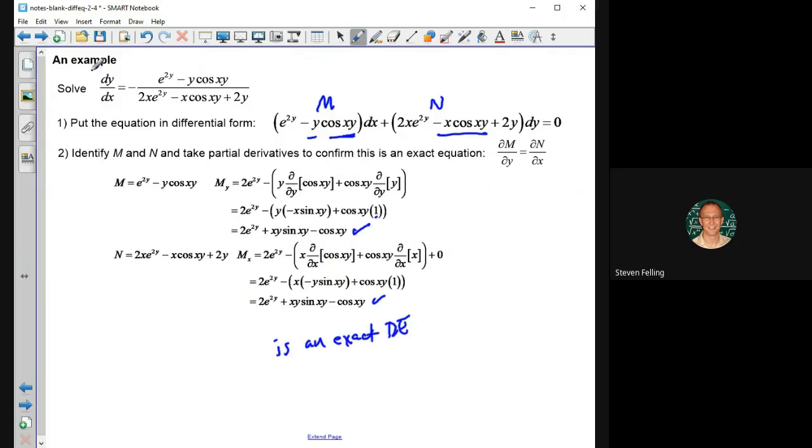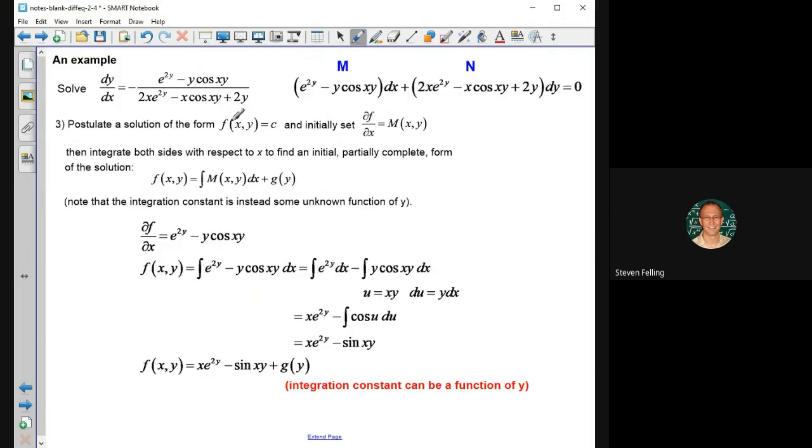Okay, so now that we have M and N identified, we're going to say f, the solution we're after, equals a constant. Where we're going to find this function is first set f_x equal to M, e to the 2y minus y cosine xy. And then we will find f by taking the antiderivative with respect to x of both sides. This term is a constant, so the antiderivative is just that constant times x.